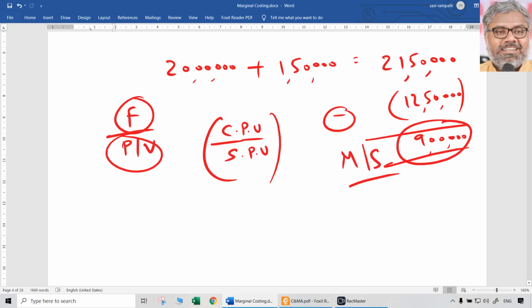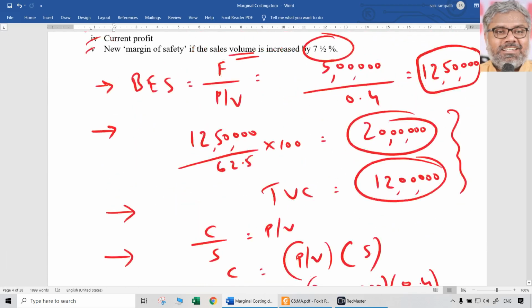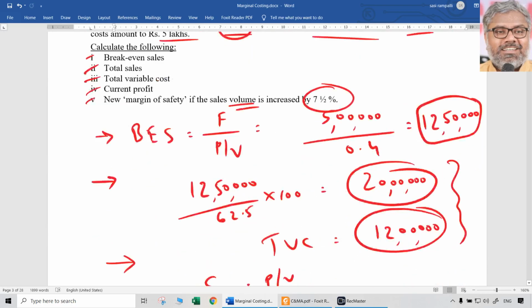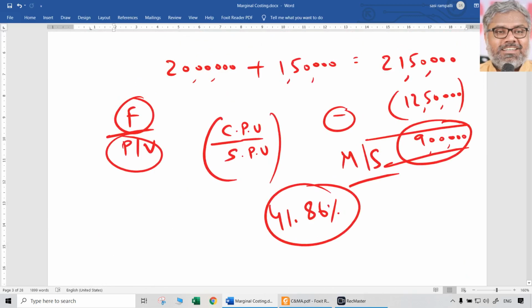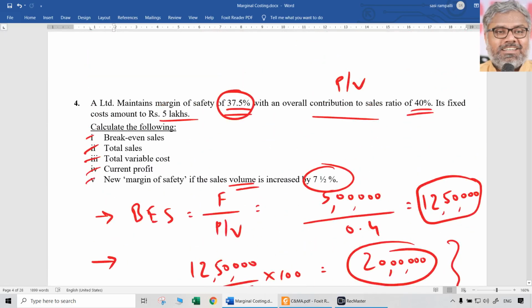If the question is asked what is the new margin of safety ratio, then 9 lakhs divided by 21,50,000 into 100. That can be just calculated as 41.86%. Current margin of safety to sales ratio was how much? As given in the question, that was only 37.5%. That will be increased to 41.86%, which is a good thing, because the company was able to sell more number of units because of whatever marketing efforts they did. That increases the margin of safety in absolute numbers also, and it has increased the margin of safety ratio also, if it is asked. Though it is not asked, we are just calculating for understanding purposes.